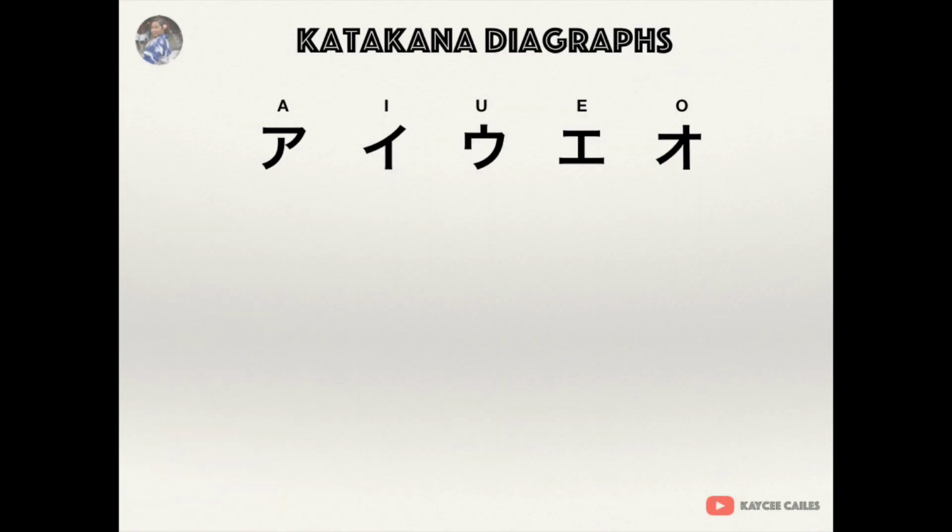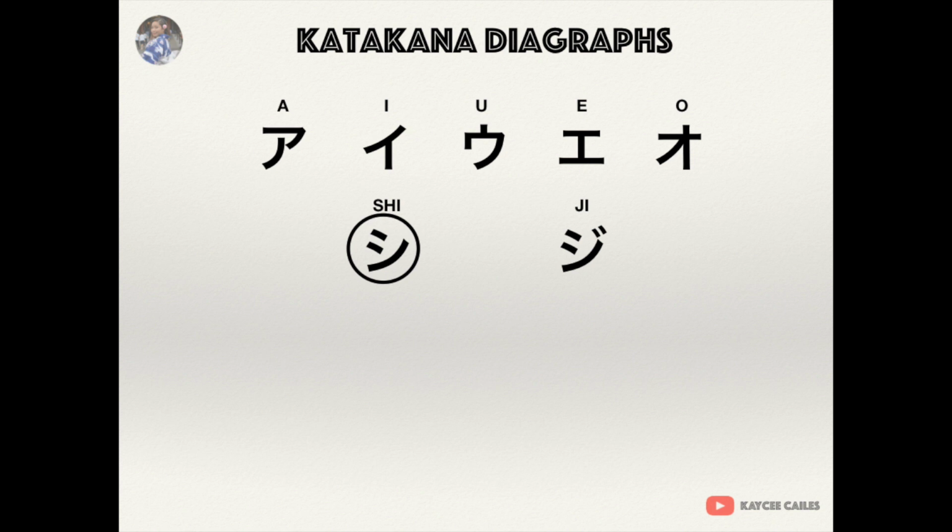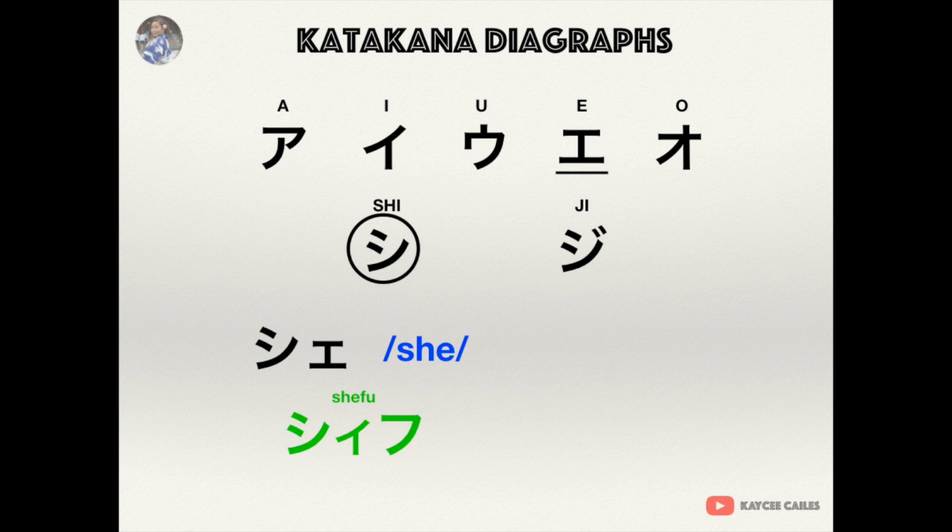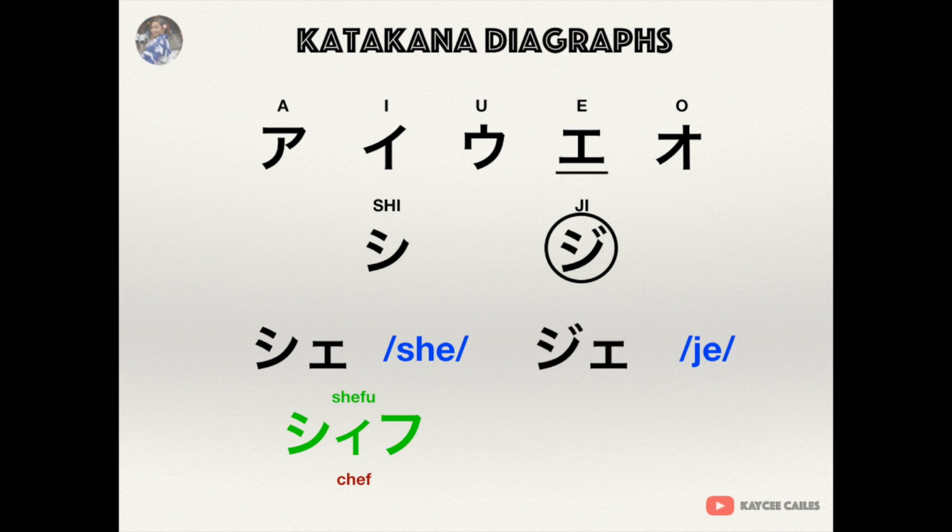Next, we'll have shi and ji. If we combine shi and e, it will produce the sound she. This allows the Japanese to say a word like chef. Ji and e is je. Therefore, it allows the Japanese to say a word like jelly, meaning jelly.